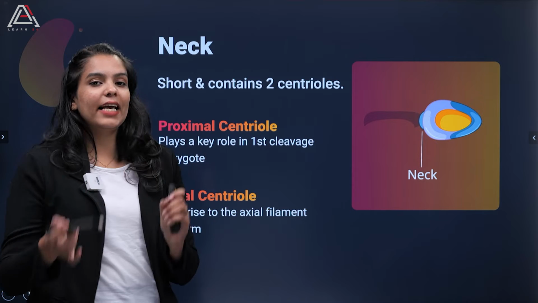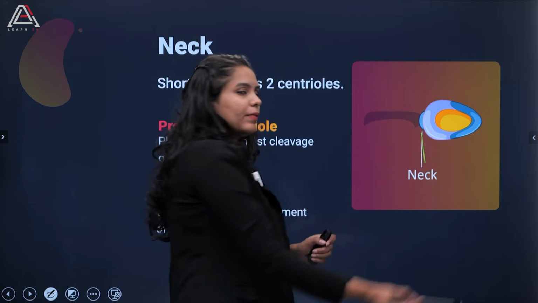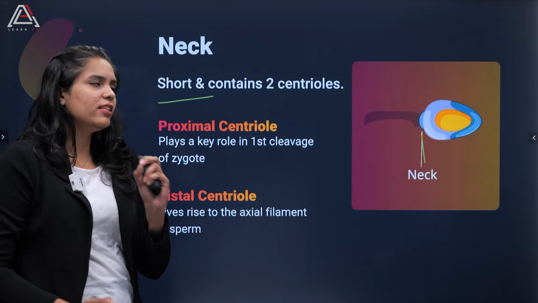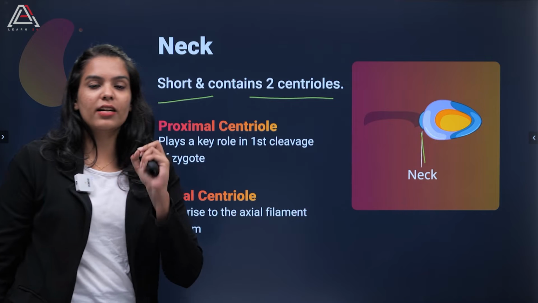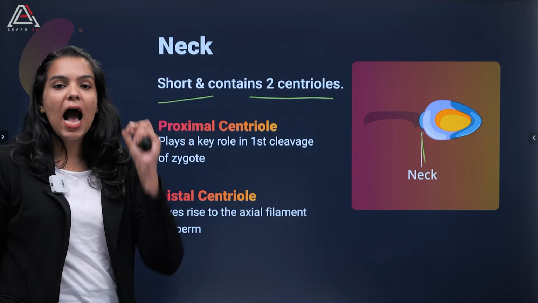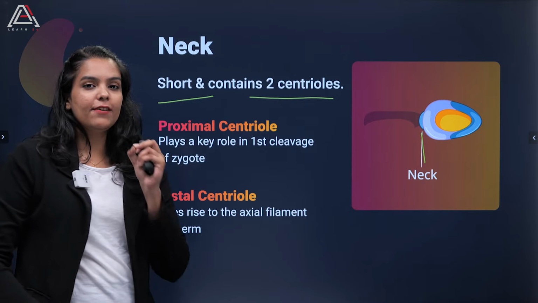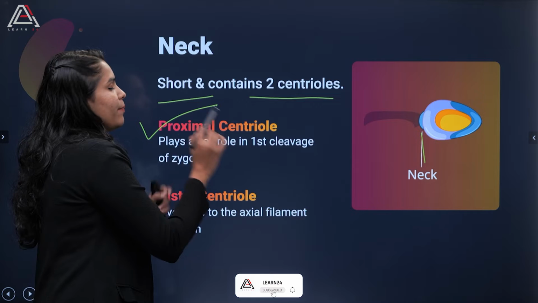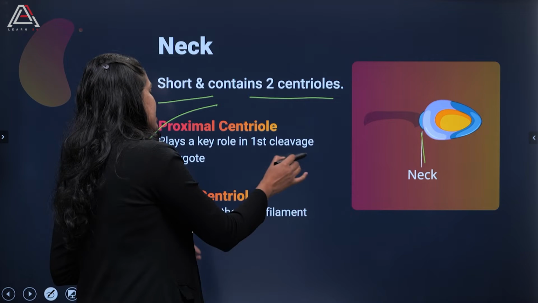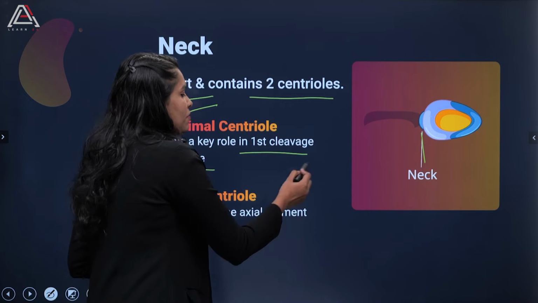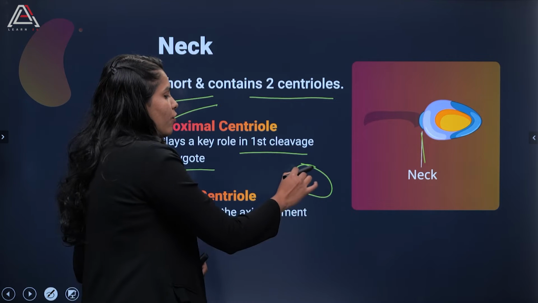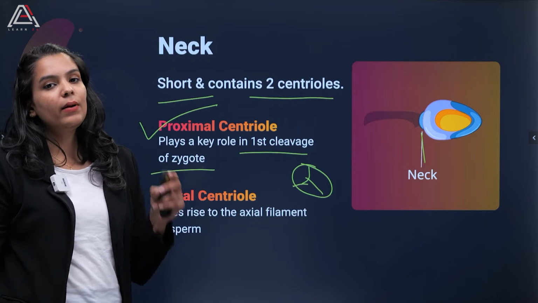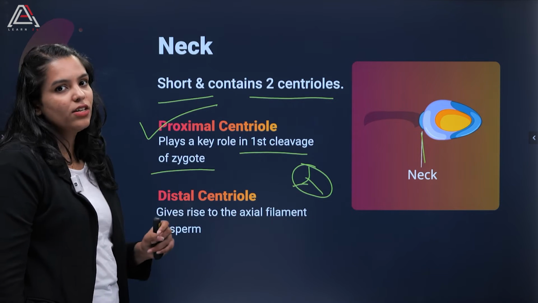Now moving on to the second part, the neck of the sperm. The neck is short and it contains 2 centrioles. The first is the proximal centriole, which plays an important role in the first cleavage of the zygote. After fertilization, a zygote is formed, and for the cleavage of this zygote, the proximal centriole plays an important role.